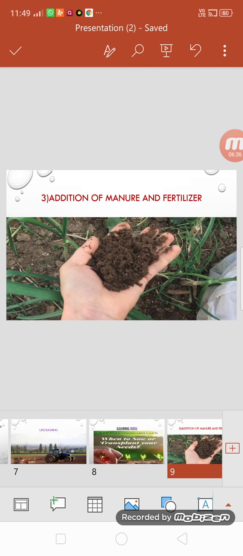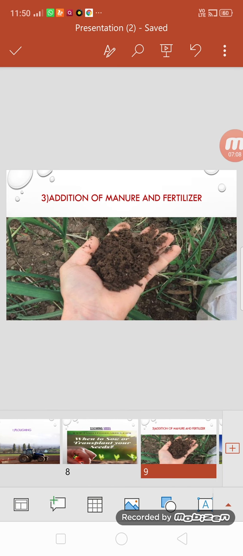Now the third step is to add manure and fertilizers into the soil. After sowing the seeds, what will you do? You will add manure and fertilizer, correct? Now what is the need of adding manure and fertilizer? In simple terms, manure and fertilizers add to the growth of crops. They provide them with extra nutrition, correct?